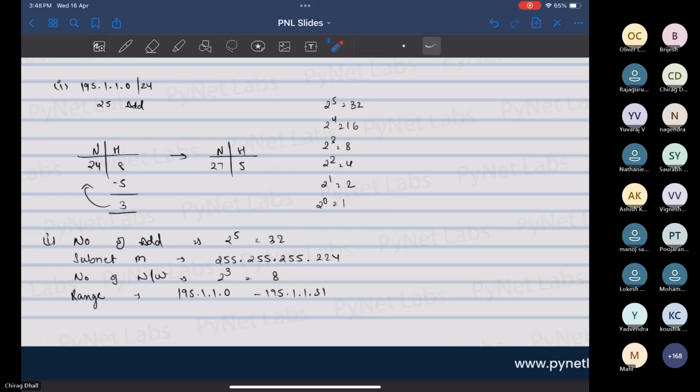Okay. Then finally, I calculated my range. I started counting from the first IP, 195.1.1.0, and calculated the 32nd IP, which will be 195.1.1.31. Questions?